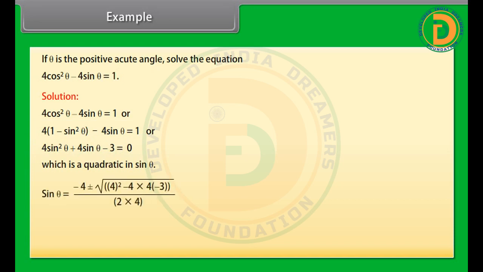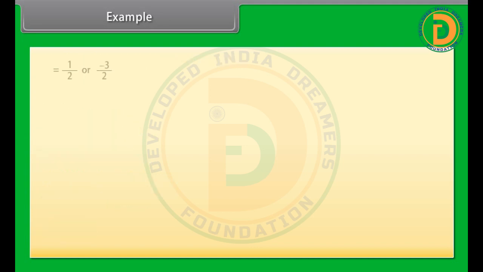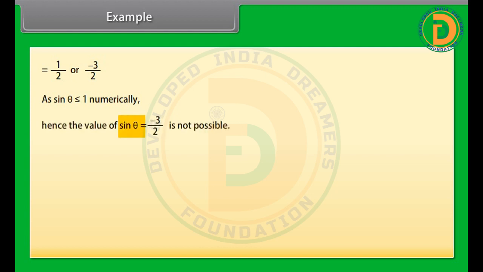Sin of theta is equal to (minus 4 plus minus under root of 4 square minus 4 into 4 into minus 3) by 2 into 4 is equal to (minus 4 plus minus 8) by 8 is equal to 1 by 2 or minus 3 by 2. As sin of theta is less than or equal to 1 numerically, hence the value of sin of theta equal to minus 3 by 2 is not possible. Therefore, sin of theta is equal to half is equal to sin of 30 degree. So, theta is equal to 30 degrees.